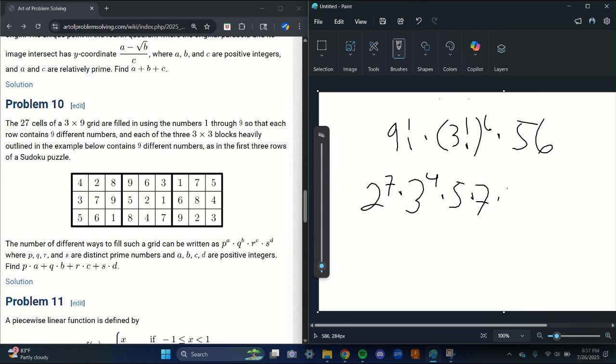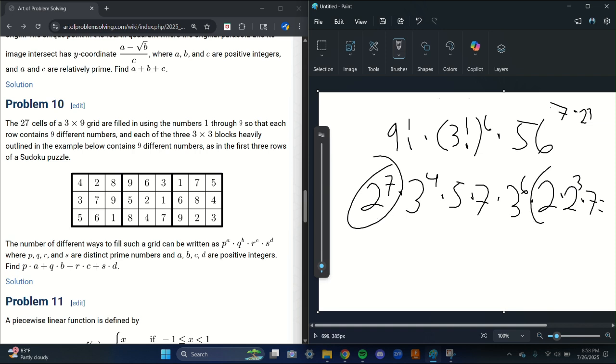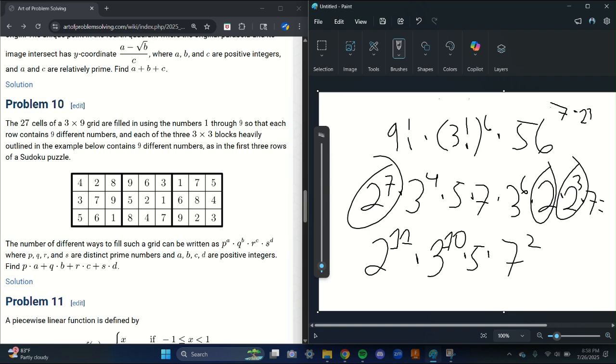So then we have 3 to the power of 6 times 2 to the power of 6. And then 56 is going to be, oh wait, no, I'm sorry, that's going to be 28 times 2, which is 14 times 4, which is 7 times 2 cubed. So then we'll have times 2 cubed times 7. Now we take our powers of 2, and we get 2 to the power of 11 here. Then we take our powers of 3, and we get 3 to the power of 10. Then 5 is just left out, 5 to the power of 1, and then we'll have 7 to the power of 2.